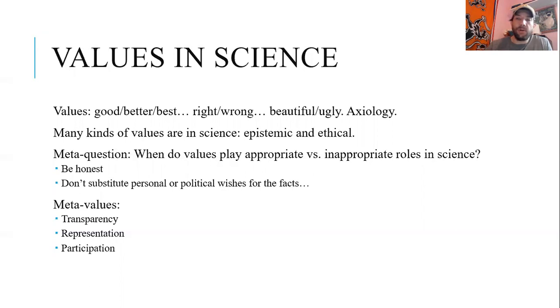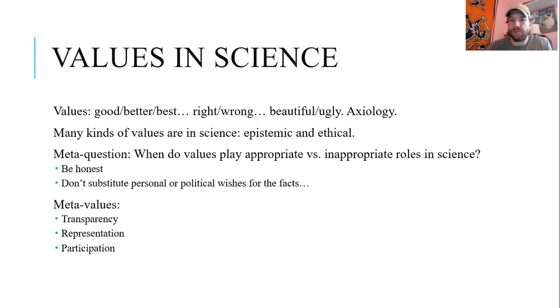Before we get to Merton, keep in mind these meta questions and meta values, just like values about values or questions about questions. I think the most important meta question is, okay, so there's values in science. When do values play an appropriate or an inappropriate role in science? For example, be honest. Okay, that seems like an appropriate value. In fact, a necessary value for science.